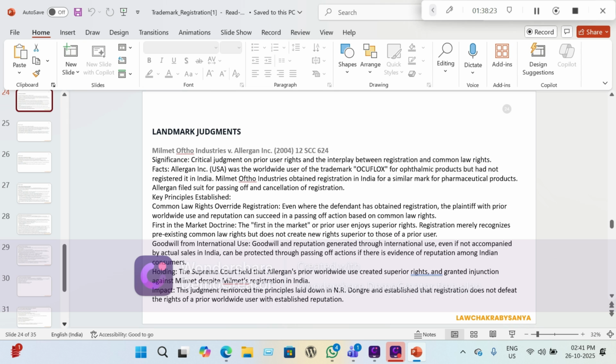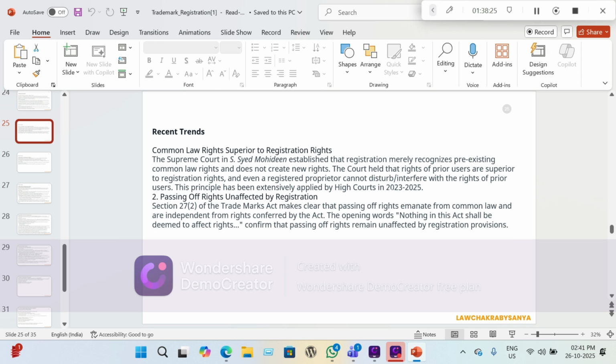Now, the next slide talks about recent trends. In recent trends, there's a trend of common law rights superior to registration rights. So, Supreme Court in S. Sayyid Muhyiddin established that registration merely recognizes pre-existing common law rights and does not create new rights. The court held that rights of prior user are superior to registration rights, and even a registered proprietor cannot disturb or interfere with the rights of prior users.